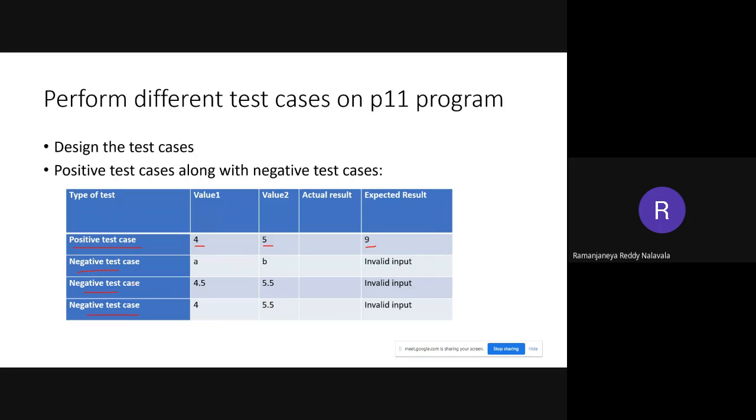Suppose what will happen if I enter a negative number? If I enter some other inputs like A, B, and the program crashes abnormally, what will happen? That is the reason we need to check all kinds of test cases on this code. What will happen if I run the program with input A and B? What will happen if I give the input 4.5, 5.5? And the fourth case is, what will happen if I give 4 and 5.5? Now let us verify this code.